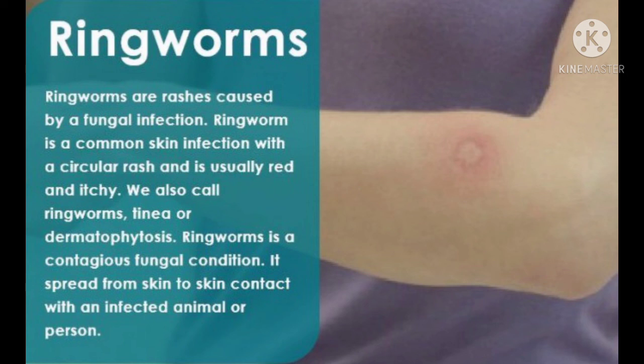Ringworm is a contagious fungal condition. It can spread from skin to skin contact with an infected animal or person. If ringworm is not treated, it can spread and the skin can become irritated and painful. Skin blisters and cracks can become infected with bacteria too. Most mild cases of ringworm usually clear up in 2 to 4 weeks, but treatment might extend up to 3 months if the infection is more serious.